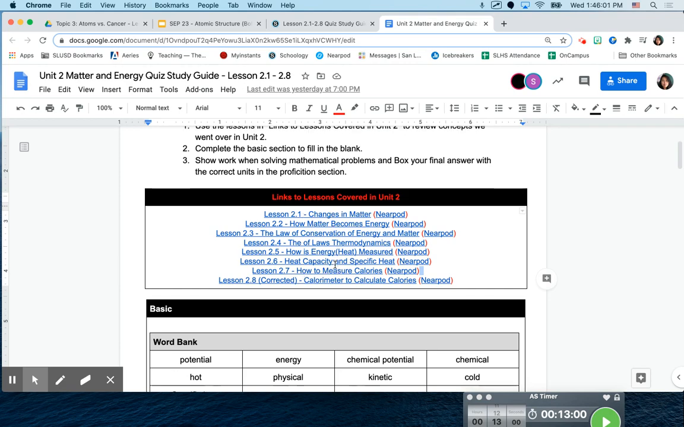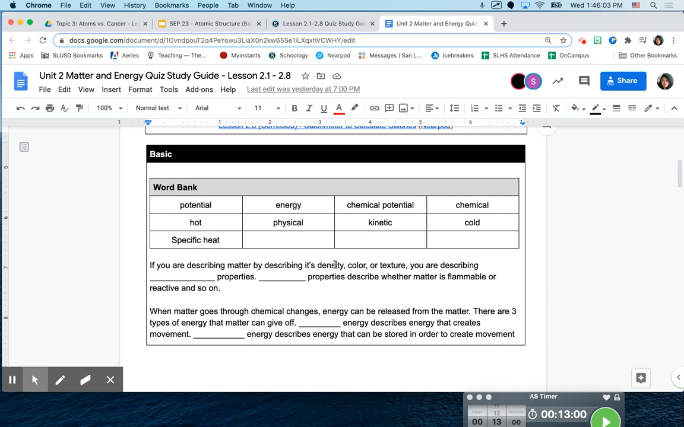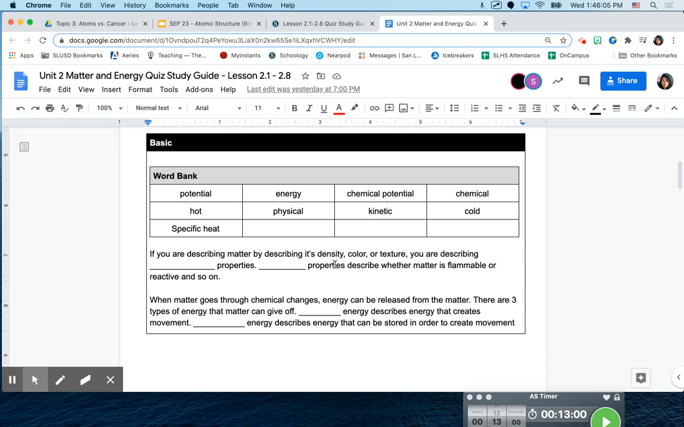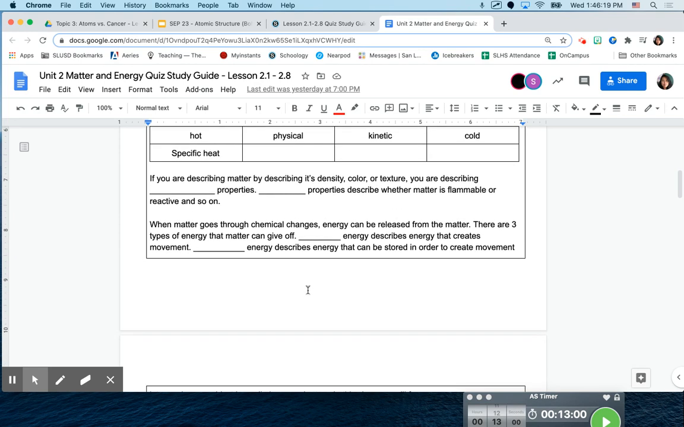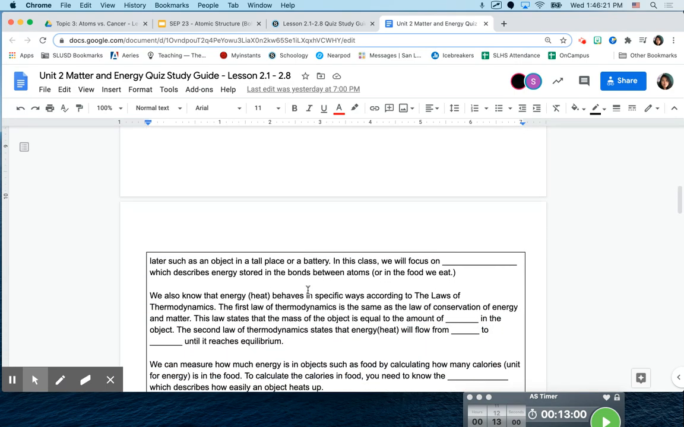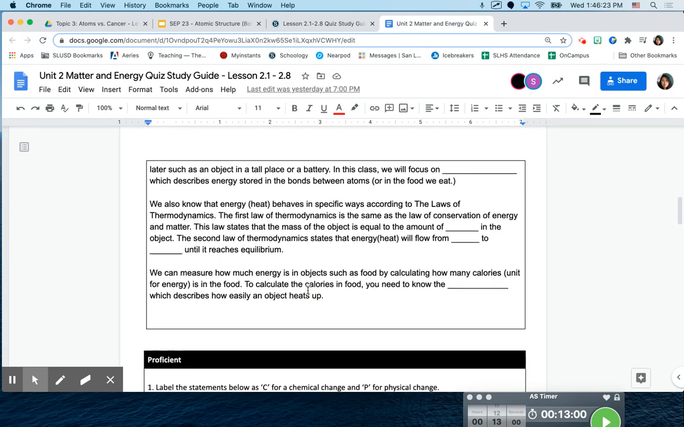In the basic section, it's basically a fill in the blank on different terms that you need to know. And the sentences give a brief summary of what we did from lessons 2.1 to 2.8. So it starts really easy with the terms you need to know and what we did in these lessons.